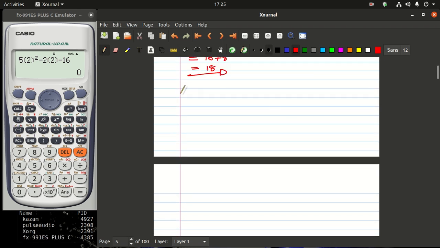The second example was B, saying that you have your S of t, which was equal to 5t squared minus 2t plus 3. And now we wanted to find the average speed between these 2 points. The average speed is always y2 minus y1 divided by x2 minus x1.